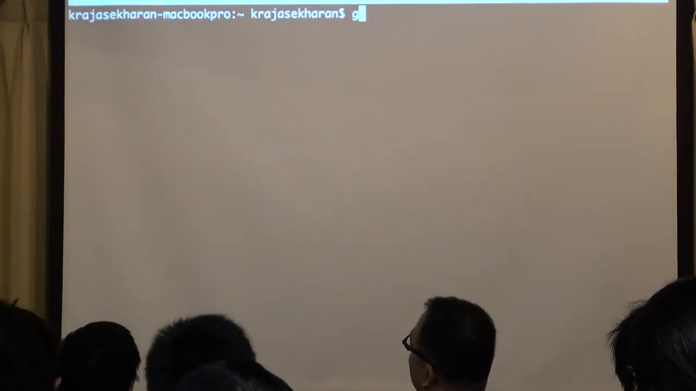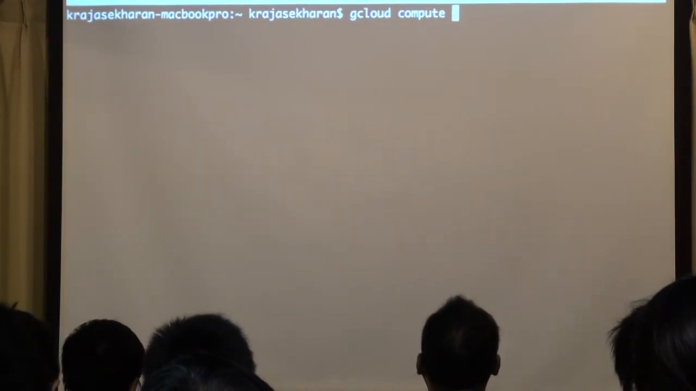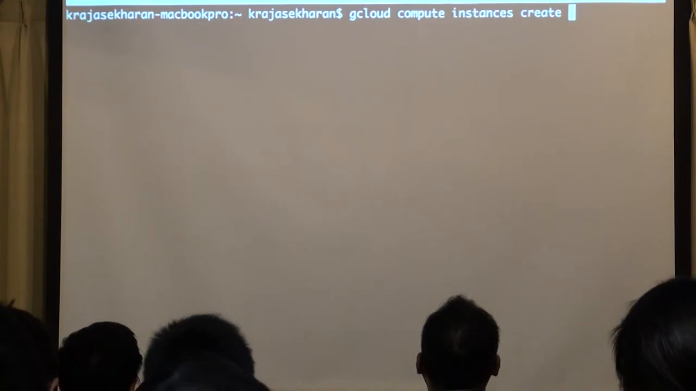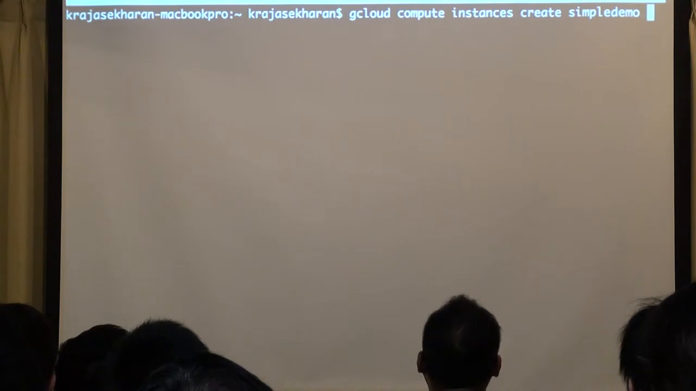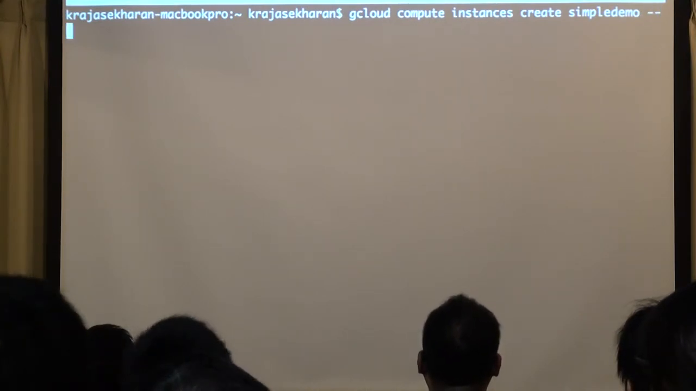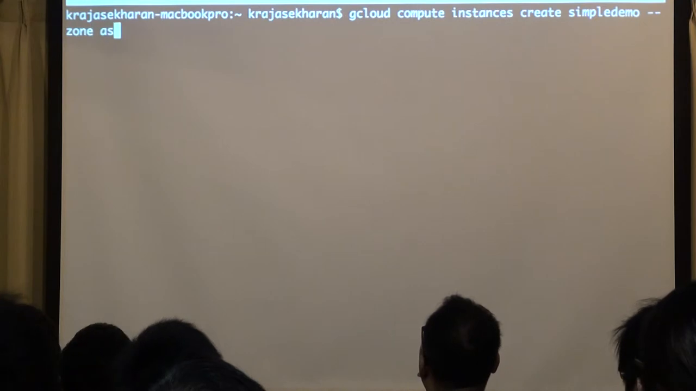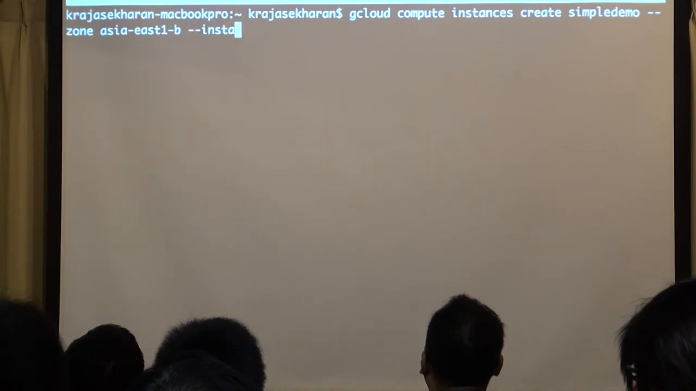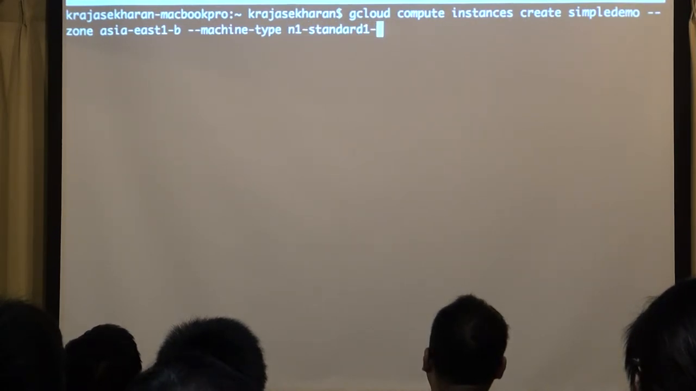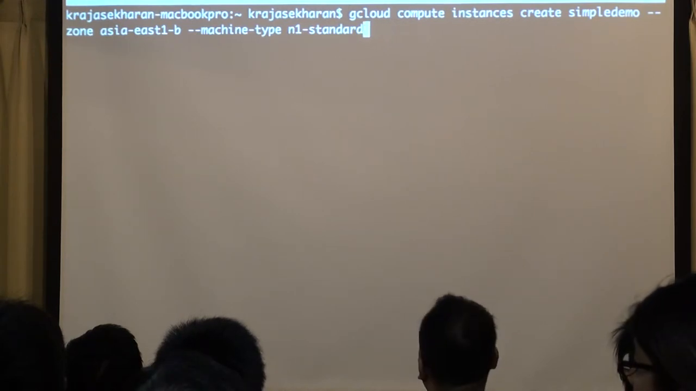The simplest thing that you can do is gcloud compute instances create. Let's say simple demo, that's the name of the instance, and I can say zone is asia-east1-b, so that's the zone in which I want the instance to spin up. Then I can do machine type, n1-standard-1. I don't know if that's the default anyway, so I don't need to specify that.